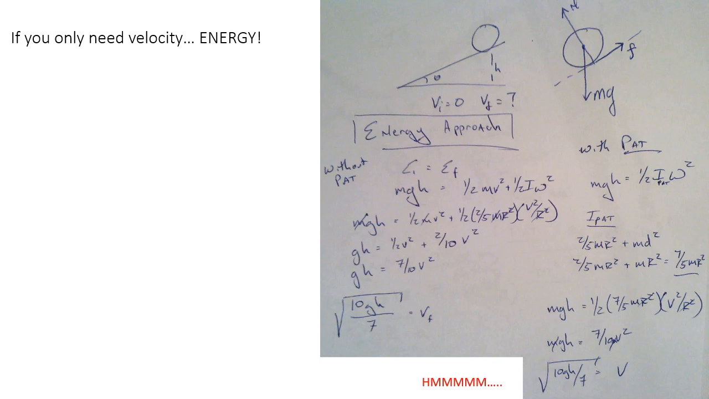And because we're rotating around that new axis of rotation, we're also taking into account the linear pieces. And mgh is equal to 1/2 of 7/5 mr squared times omega squared, which again, we're in a no slip situation, so v squared over r squared can get plugged in there. So then gh is equal to 7/10 v squared, and we solve for v final, and would you look at that, it's the square root of 10gh over 7.